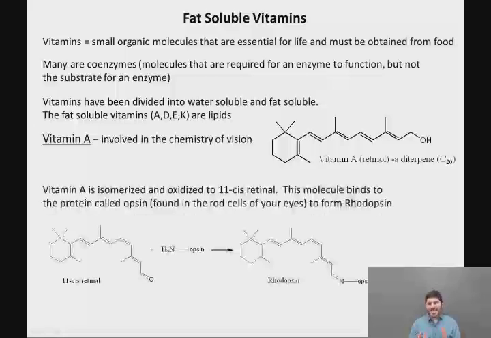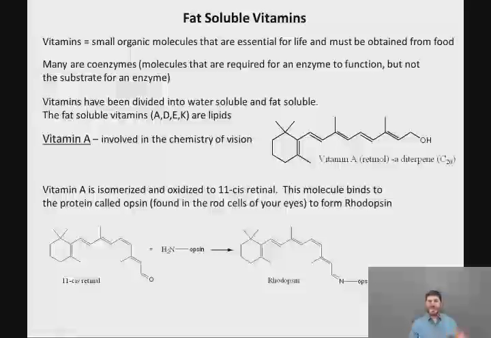So vitamin A itself is isomerized and oxidized to a molecule called 11-cis-retinal. Vitamin A is retinol, has an OH at the end of it. Retinal has an aldehyde at the end of it. And then one of the double bonds gets isomerized to the cis position. This is, of course, done enzymatically in the body. So once you have 11-cis-retinal, it actually binds to a protein that is called opsin.